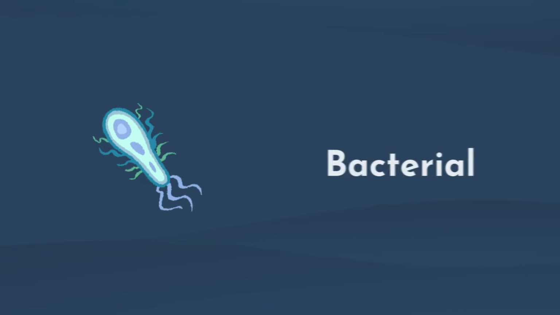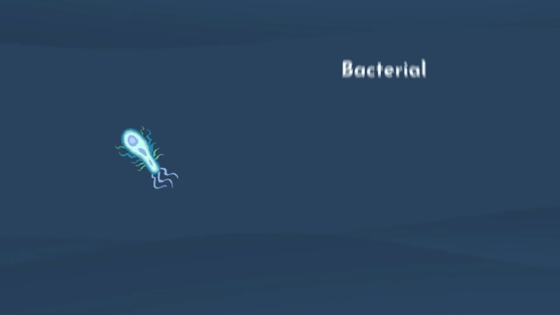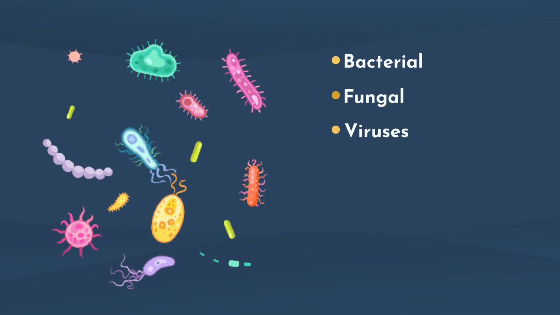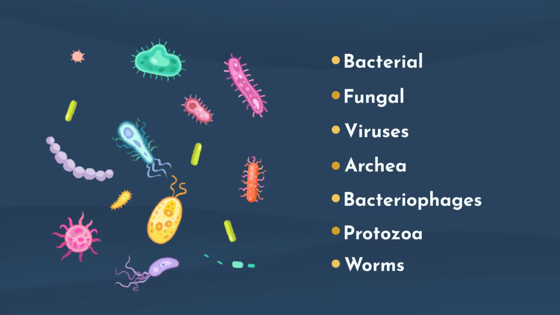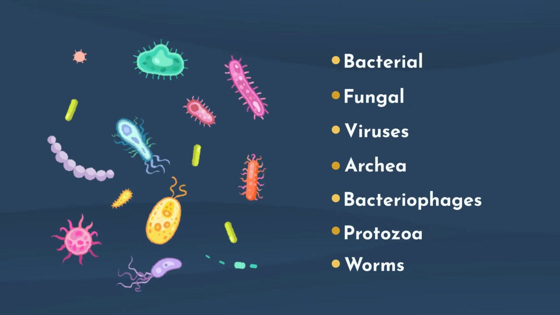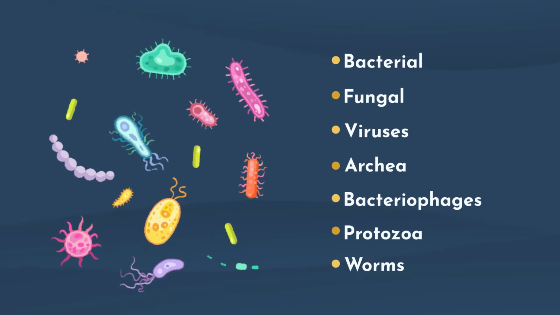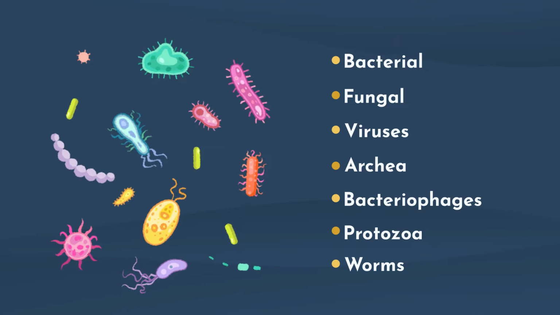When we look at the sheer numbers, yes, most of those are going to be bacterial, but there's a wide array of organisms living in our gut. Fungal, viral, archaea, bacteriophages, protozoa, worms. It's really astounding to think of what might be going on in your own stomach. But of course, that's completely natural, and it's how we've evolved.